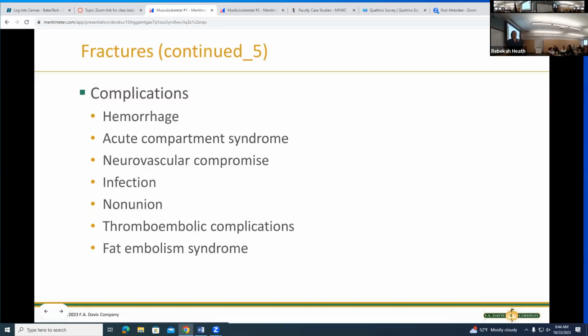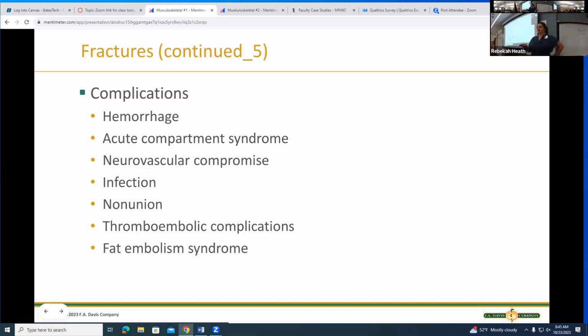So you don't always look right at the fracture site. Look to see how they're laying, how they're sitting, standing, wherever that's at, and then look to see where gravity is going, because that's where the blood is going to eventually flow to.